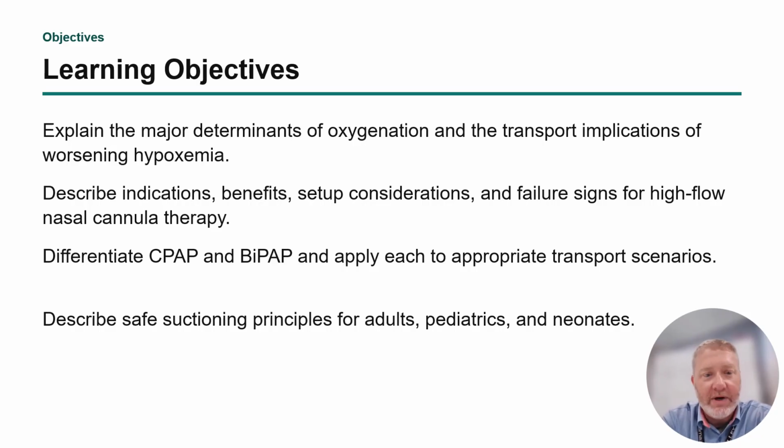Learning objectives for this: by the end, you should be able to do 4 things. You should be able to explain the main determinants of oxygenation and how transport stresses those factors. You should be able to describe when and how to use high flow nasal cannula, non-invasive ventilation, and really any of the other oxygen devices during transport. You should be able to differentiate between CPAP and BiPAP and match each of those to the clinical scenario. And then finally, you should be able to describe safe suction principles for all patient populations, including adults, pediatrics, and neonates.